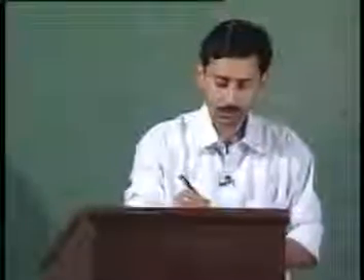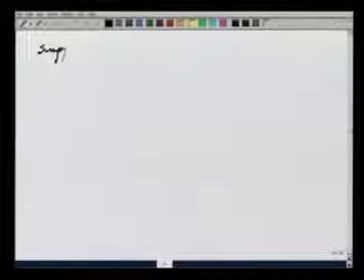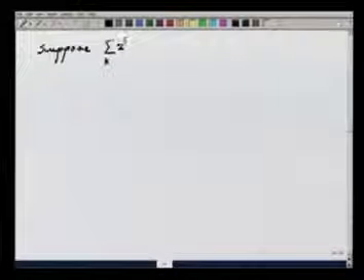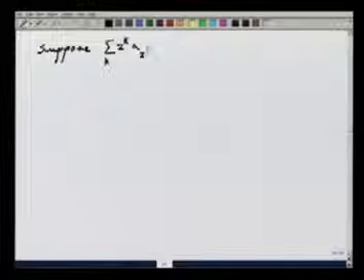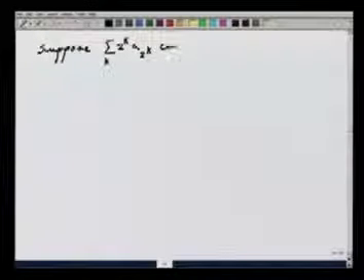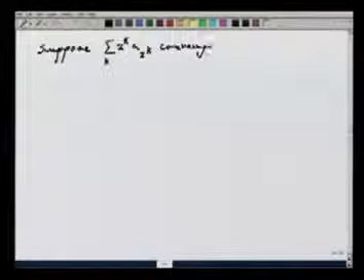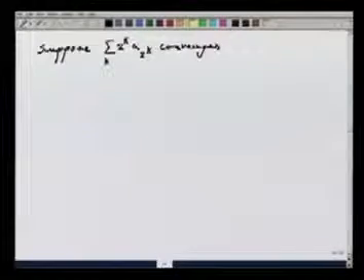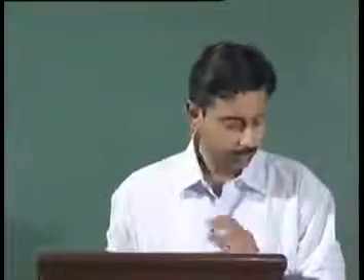Now it is the other way. Suppose summation over k of 2 to the power k a2 to the power k converges. Assume that. I have to show that summation an converges. That means I just have to show that the sequence of partial sums Sn of summation an is a bounded sequence. That is good enough.